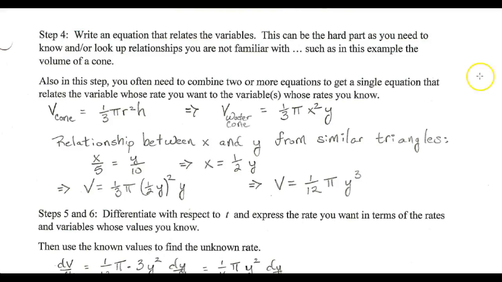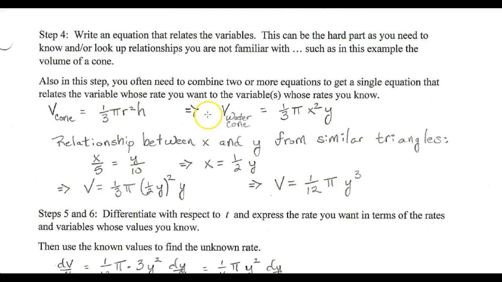This is usually the hard part: you need to know and or look up relationships you're not familiar with. Like you need to know the volume of a cone is 1/3 pi r squared h. Now I'm not going to ask you, when it comes to a quiz or a homework assignment or exam, to come up with new things than we've talked about in class. So in this case, you need to know the volume of a cone is 1/3 pi r squared h.